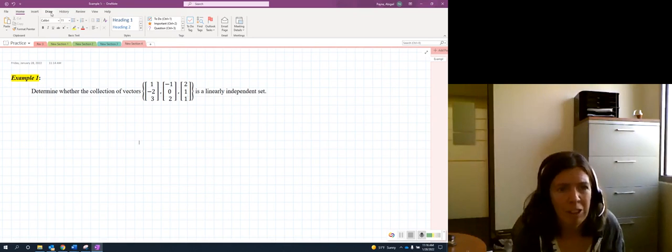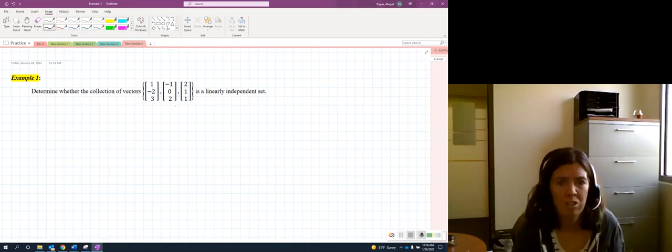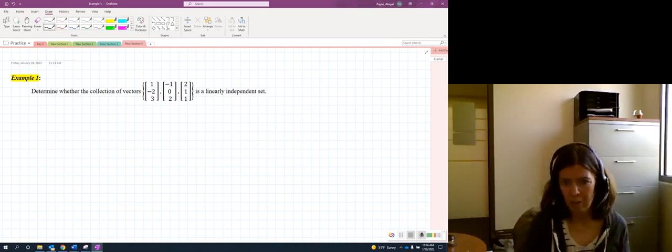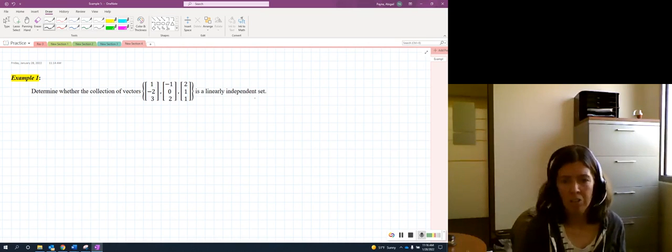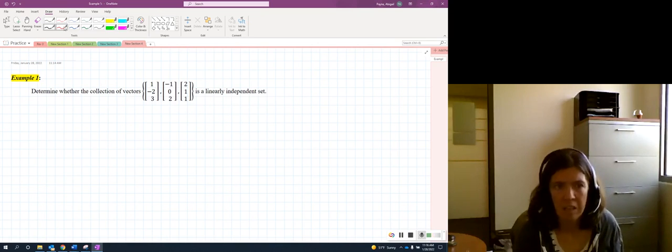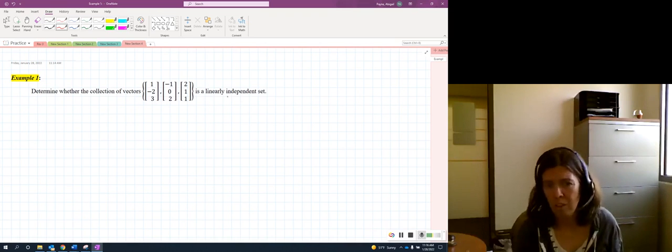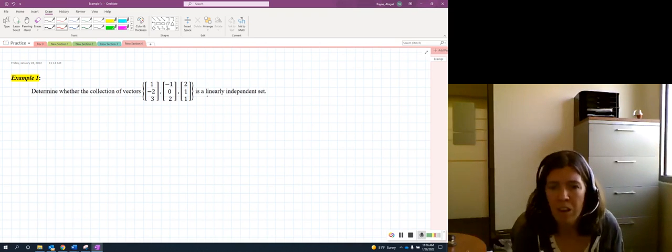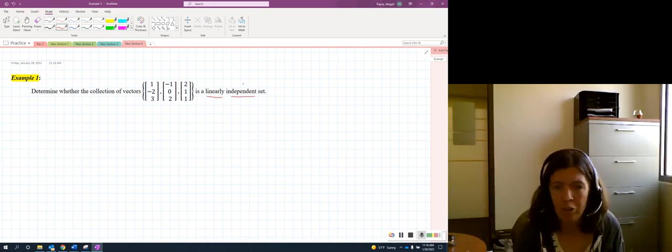So here's a fairly straightforward example where we're asked to determine whether a collection of vectors in R3 constitute a linearly independent set. Since this is the first example of our working with linear independence, I want to make sure that we base it on the definition.